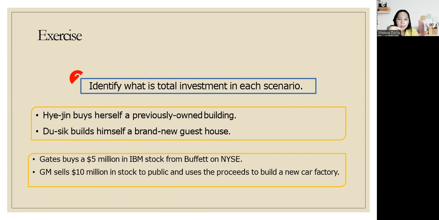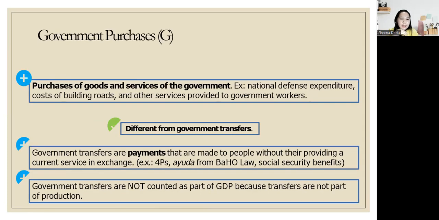Okay. Next is yung government purchases natin. Ayan, yung government expenditures na sinasabi ko kanina is yung pag nag-spend sila sa mga government projects, ganyan, tumataas rin naman yung GDP natin. Ayan.